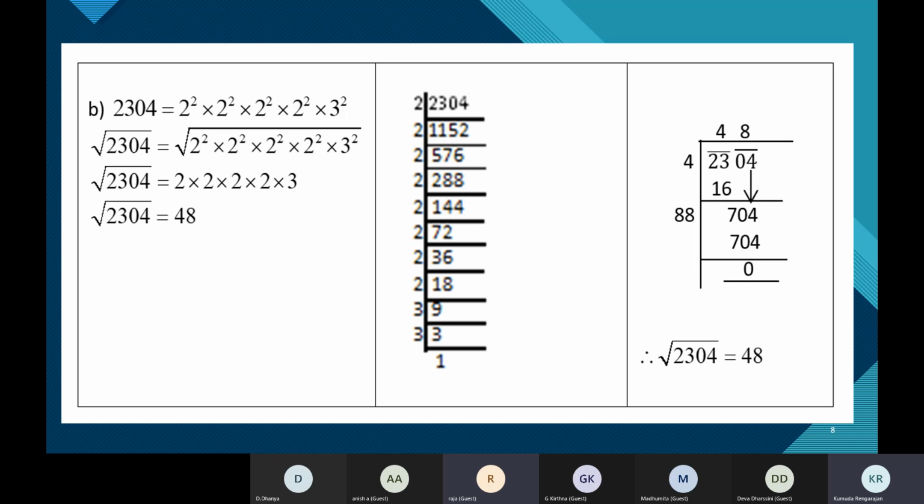Yes, ma'am. What is 1 into 1? 1 into 1 is 1, ma'am. 2 into 2? 4. 3 into 3? 9. 4 into 4? 16. 5 into 5? 25. But 25 is greater than 23. So we have to go with 4 into 4, which is 16. 23 minus 16 is equal to 7. Then we have to multiply 4 by 2.